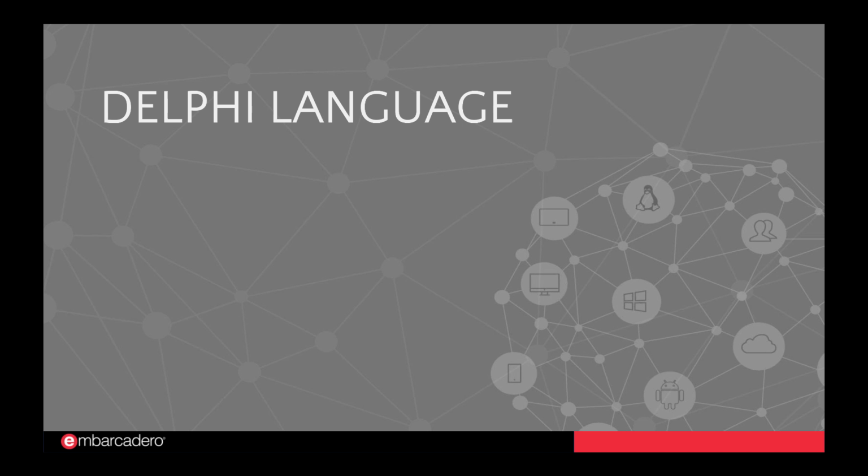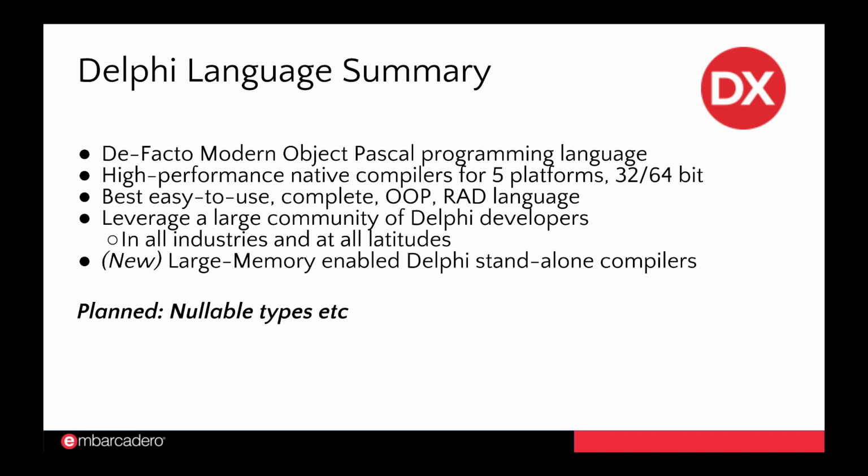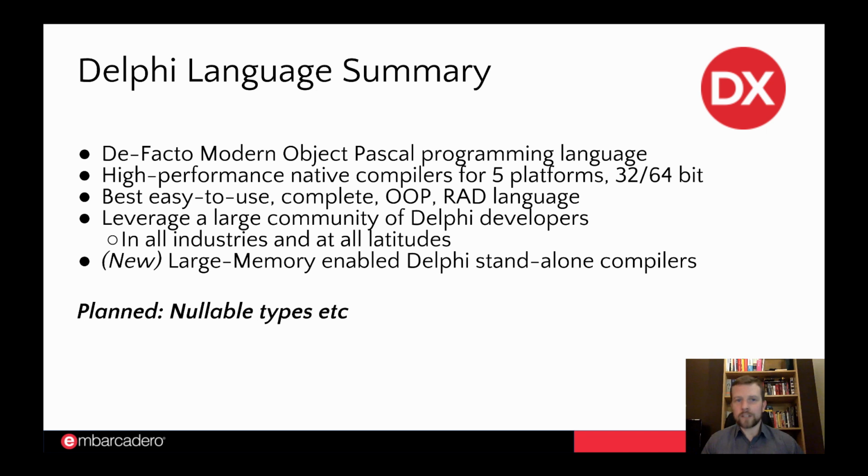Now I'd like to quickly focus on the Delphi language. So Delphi is the de facto modern Object Pascal programming language, and we have high-performance native compilers for 5 platforms, both 32 and 64-bit. It's a very easy to use and complete object-oriented RAD language, and we have a large community of Delphi developers in all industries and all around the world. One of the recent changes that we've made is to large memory enable the Delphi standalone compilers, which makes them much more powerful for very large projects.